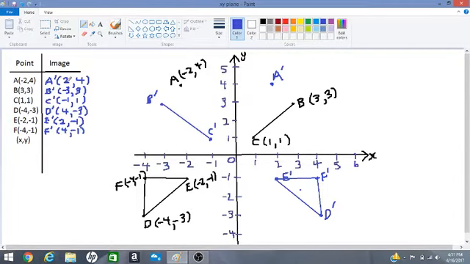So if we look at the images, we look at their coordinates, we see that there's a pattern here. The first number, or the x coordinate, has its sign changed. So if it was negative, it became positive, as in the case of point A. If it was positive, as in the case of point B, it became negative. The second number, or the y coordinate, is unchanged.